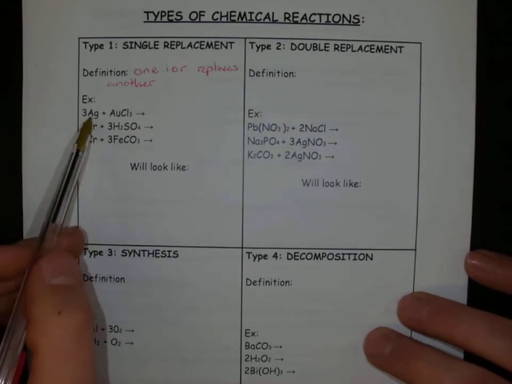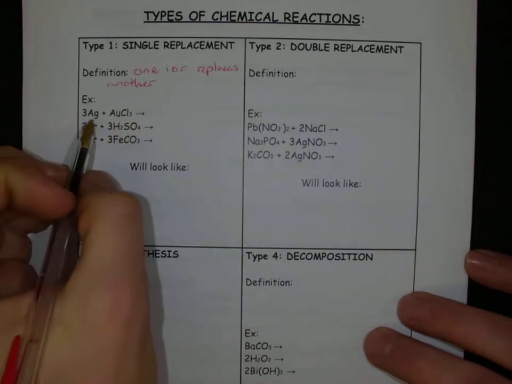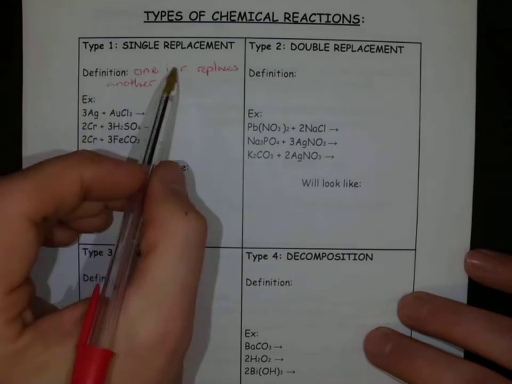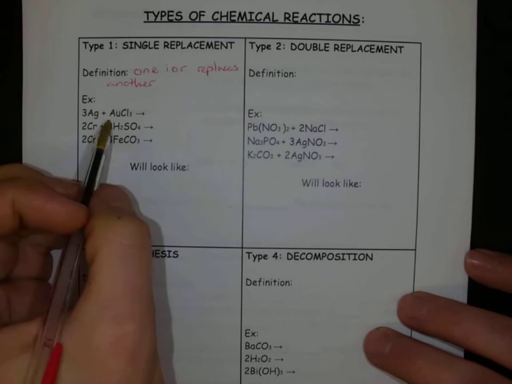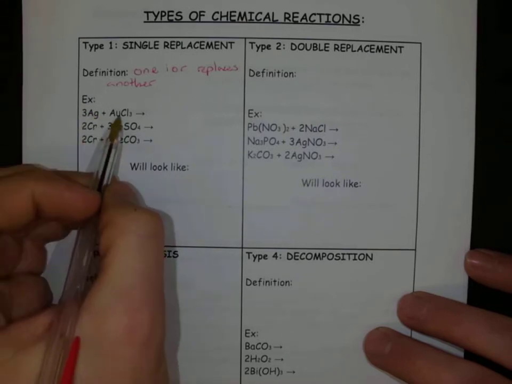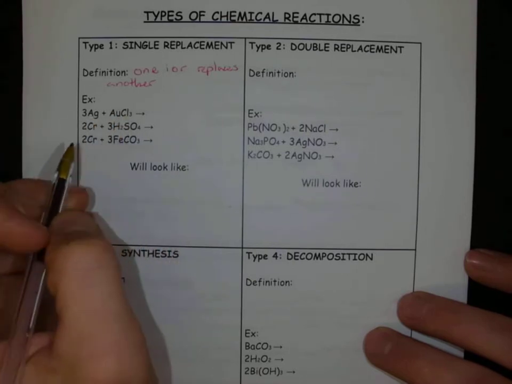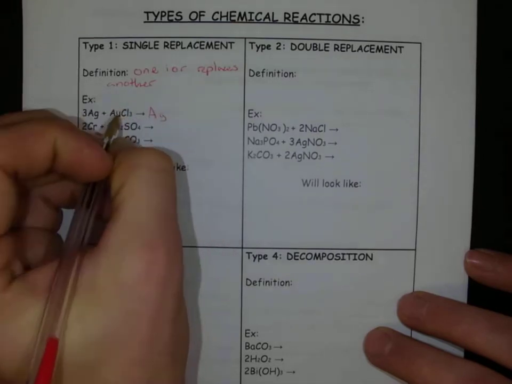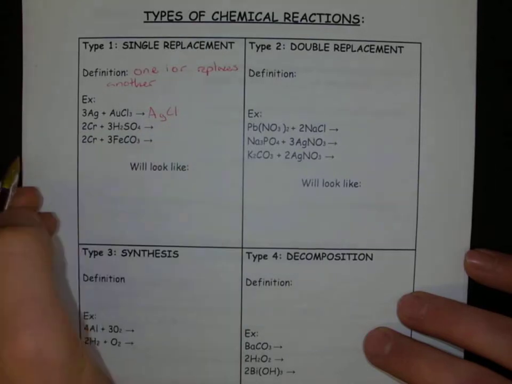So if I look at silver versus gold 3 chloride, gold chloride, I know that silver and gold are similar ions. For an ion to replace another one, it has to be similar. So silver is going to come in and kick gold off. My silver will kick gold off, and it is going to then form a chemical bond with chlorine. Silver always has a +1 charge, chlorine always has a -1 charge, so we're going to have silver chloride.